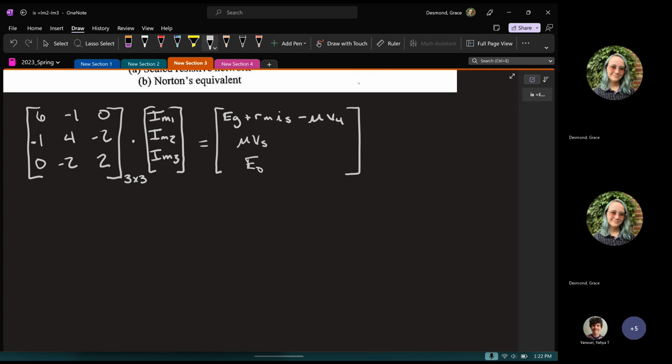Okay. So now let's split this up. When we're doing Thevenins and Nortons, we're always going to split it up into independent and dependent, and what you added in, E naught. So we'll do the independent and dependent first. So we can do equals. Let's do our independent first. What's our independent going to be?